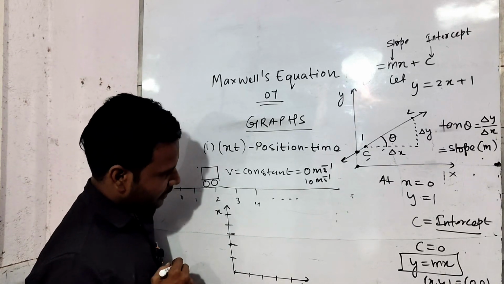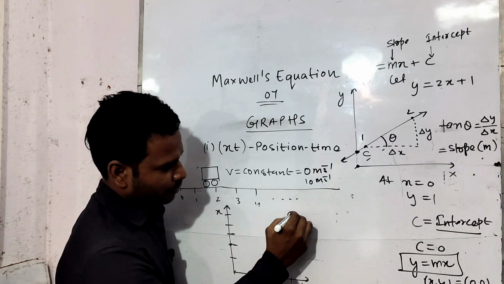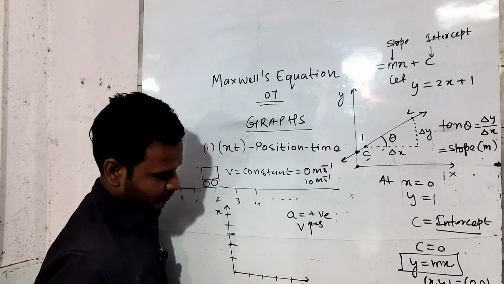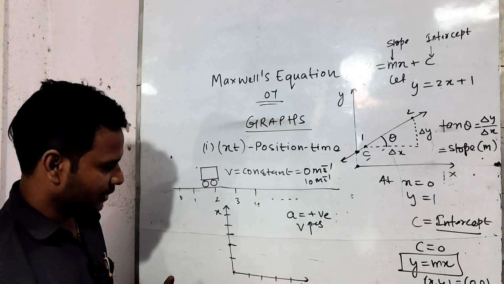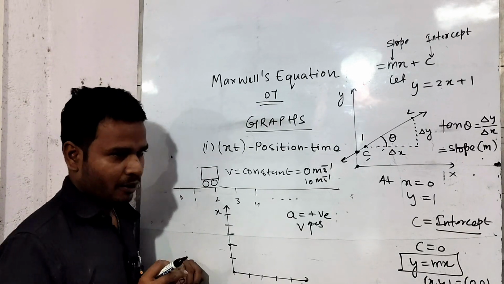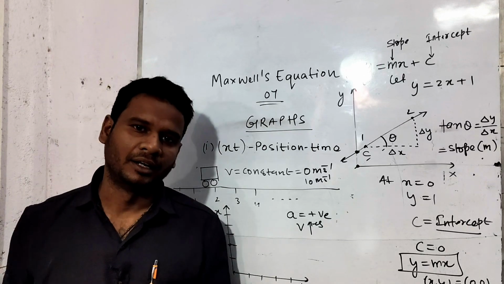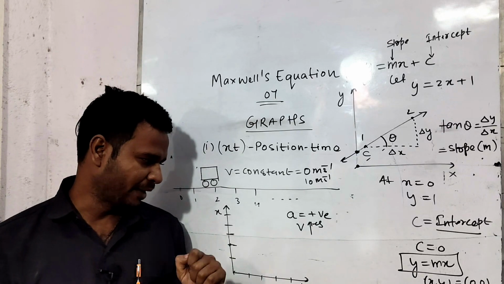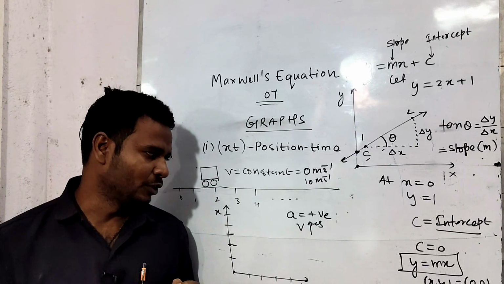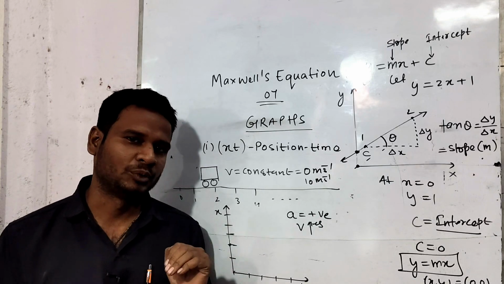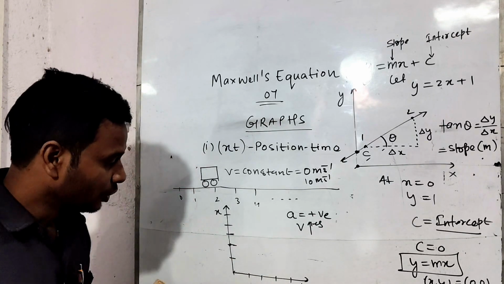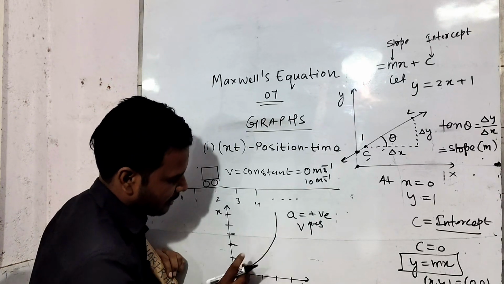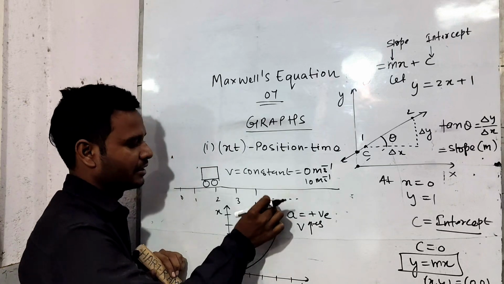So in the case of accelerated motion, suppose positive acceleration, meaning velocity increases with time. So velocity increases with time means first it takes a large time to travel small distances, but with time, as its velocity increases, it takes less time to cover the same distance. So the graph is bent towards the displacement axis. It takes less and less time to travel larger and larger distances.